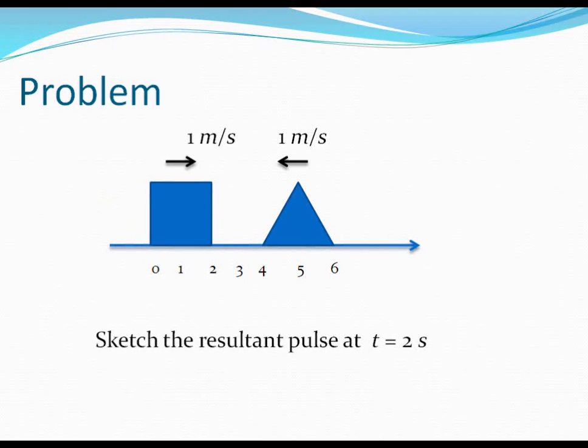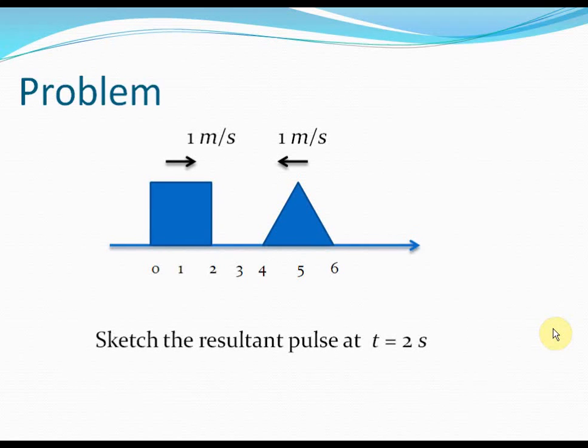To solve this problem, first let us find out where each pulse will be at t equal to 2 seconds. You see, the center of the first pulse is at x equal to 1 initially. The center of the triangular pulse is at x equal to 5 initially. Since both of them are moving with a speed of 1 meter per second, after 2 seconds, the center of the square pulse you see here will be here at x equal to 3, right? Similarly, the center of the triangular pulse will be here again at x equal to 3.